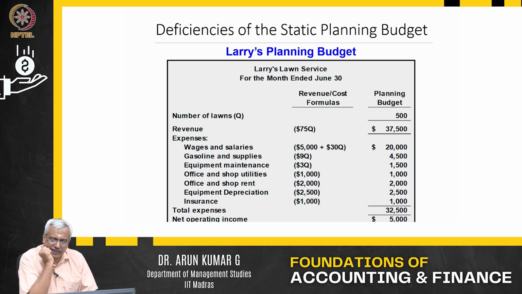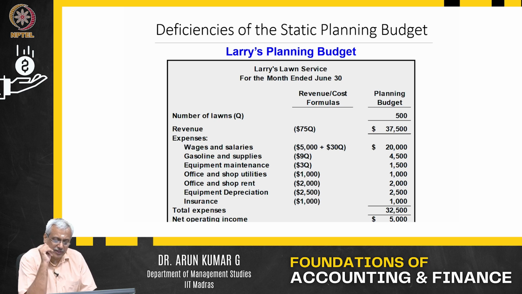If I say I move 500 lawns, my revenue is going to be 75 into 500. My wages and salaries will have both a fixed and a variable component. That is what you see here. The fixed component is 5,000. The variable component is $30 per lawn, so 30 into Q. My gasoline and supplies is only variable, 9Q.